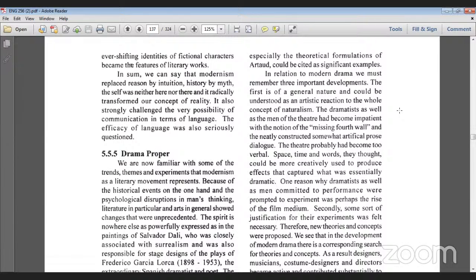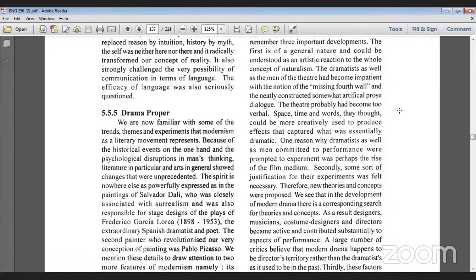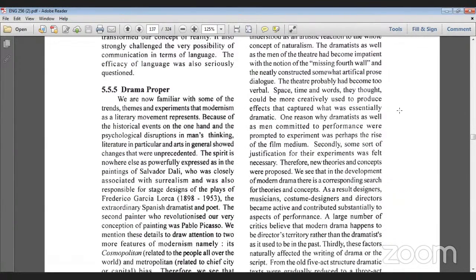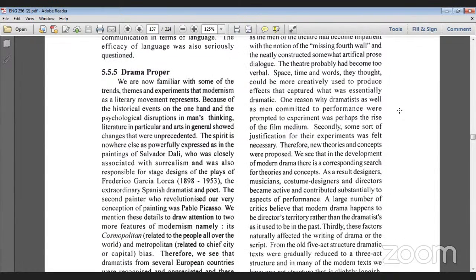One reason why dramatists as well as men committed to performance were committed to experiment was perhaps the rise of the film medium. Secondly, some sort of justification of the experiments was felt necessary. Therefore, new theories and concepts were proposed.